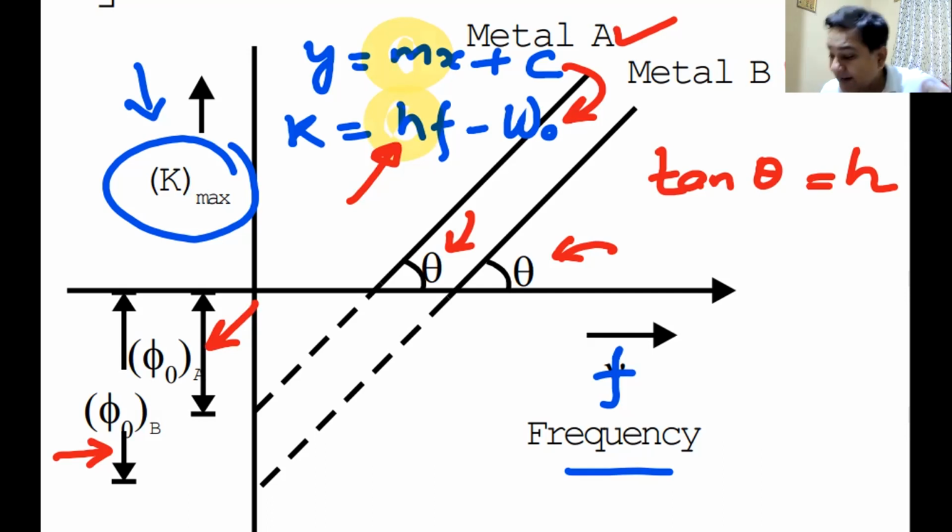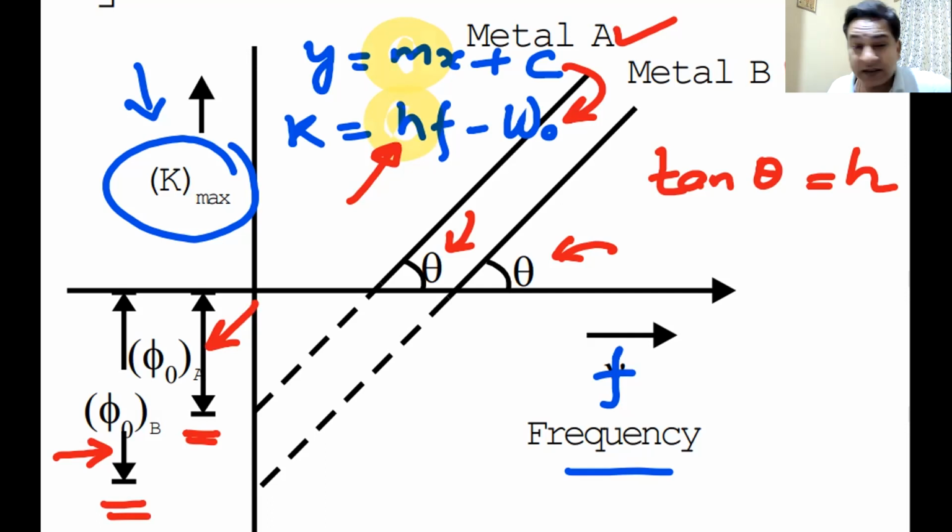And then we have the y-intercept. You see two y-intercepts. One is the y-intercept for B, one is the y-intercept for A. Which one of these is having more work function? You can easily see it from the graph. Whether A is having more work function or B is having more work function, you can see it from the graph and let me know. Tell me. Which metal has more work function? Metal B. B has more work function and A has less work function.